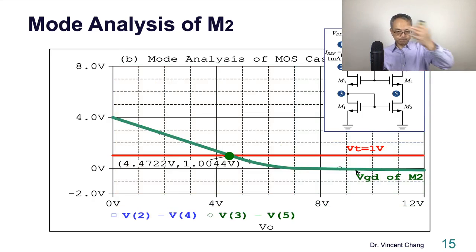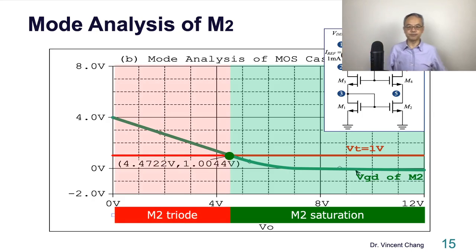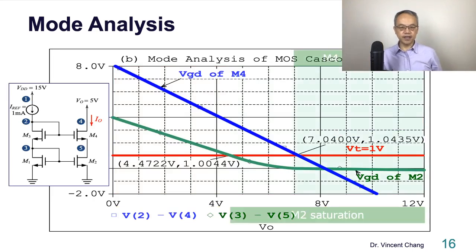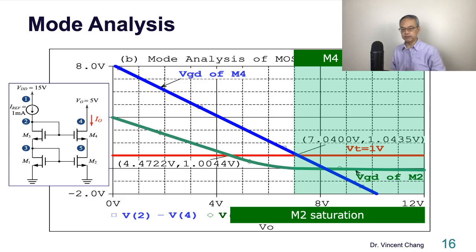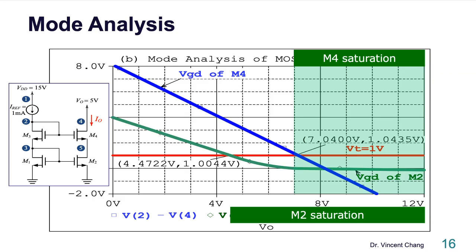And then let's focus on the green one. On the right, M2 stays in saturation. On the left, M2 falls into the triode region. Let's superimpose the two simulations together. And then you see 3 regions, right? The first, above 7 volts, both transistors stay in saturation, M4 and M2.